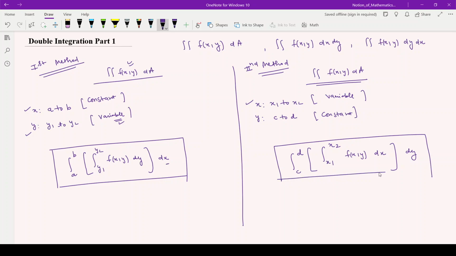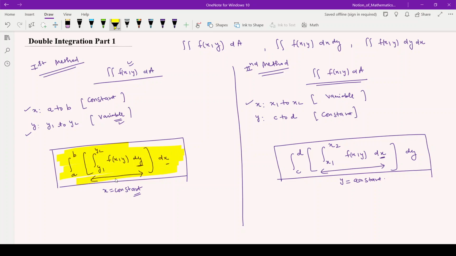And just one more funda is here. Whenever we are dealing with the variable limit with respect to y, inside this bracket x will be treated like a constant term, and whenever we are dealing with the variable limit of x and the integration is with respect to x, inside this bracket y will be treated like a constant. So these are the two ways to deal with the double integration.